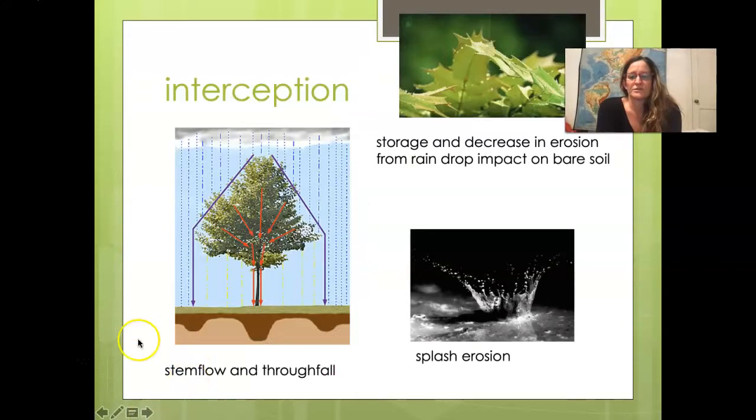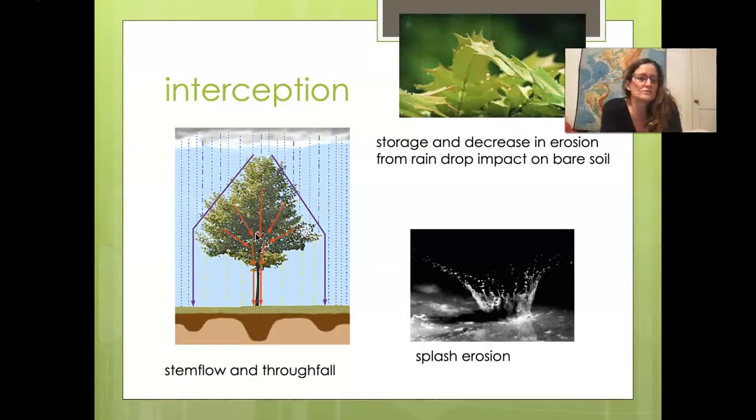Here's what interception looks like. So rain comes down, hits the tree. Some of that water is going to run down the trunk of the tree and into the ground. Some of it's going to drip, drip, drip. And then some of it's going to get evaporated back up into the atmosphere.